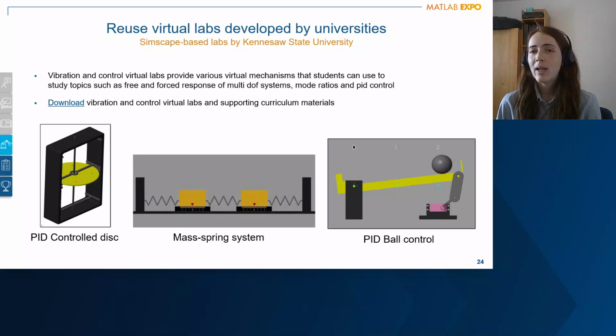In addition to virtual labs created by MathWorks, on our courseware site, you can also find labs developed by universities. Here we are highlighting the vibration and control virtual labs created by Kennesaw State University. Students can adjust the parameters of different virtual mechanisms and view the system response in 3D. They can study topics such as free and forced response of single and multi-degrees of freedom systems, mode ratios, and PID control. You can download the labs and customize them for your own course.